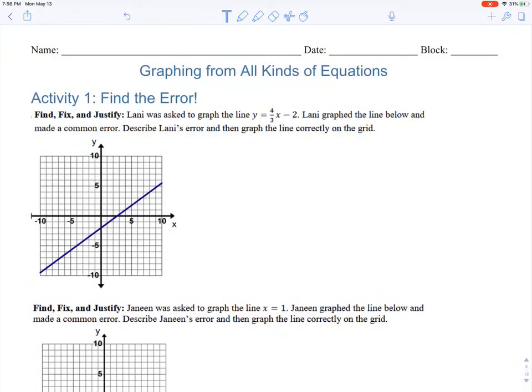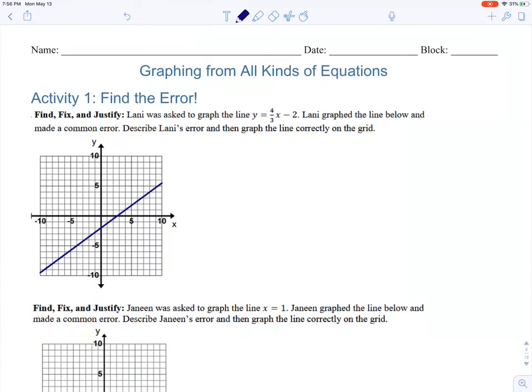Good morning, guys. Today we're going to be graphing all kinds of equations. This is going to include standard form, some of the equations that we saw day one, and even going a step further to multi-step converting into slope-intercept form. Our first activity is kind of a review of graphing just regular linear equations in slope-intercept form.